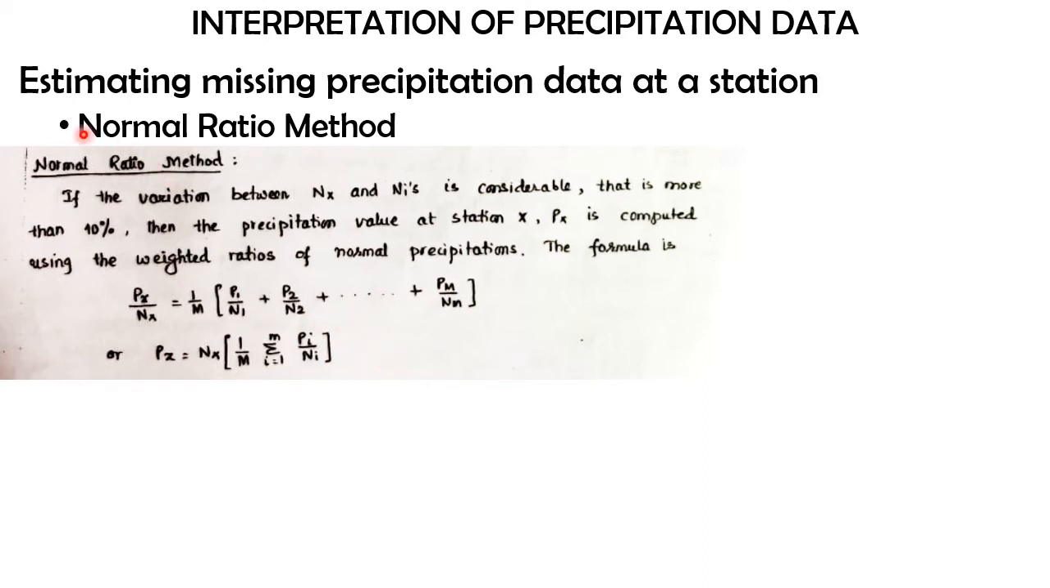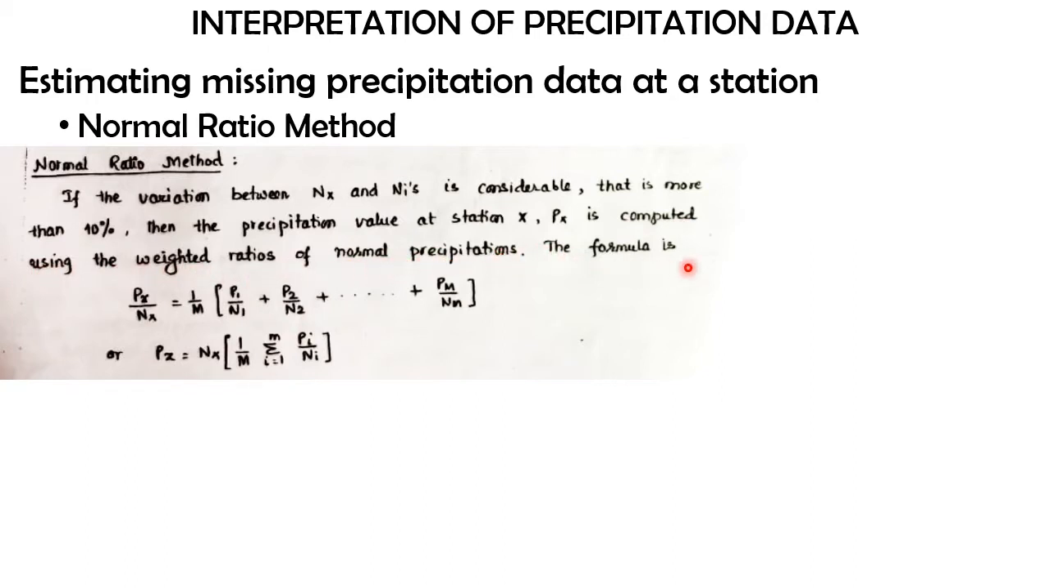Now, the second method for estimating the missing precipitation data at a station, that is the normal ratio method. Okay, so here first let us again read the theoretical aspect and then we'll try to explain what this particular thing means. If the variation between Nx and Ni's is considerable, that is more than 10%, then the precipitation value at station X, that is Px, is computed using the weighted ratio's normal precipitations.